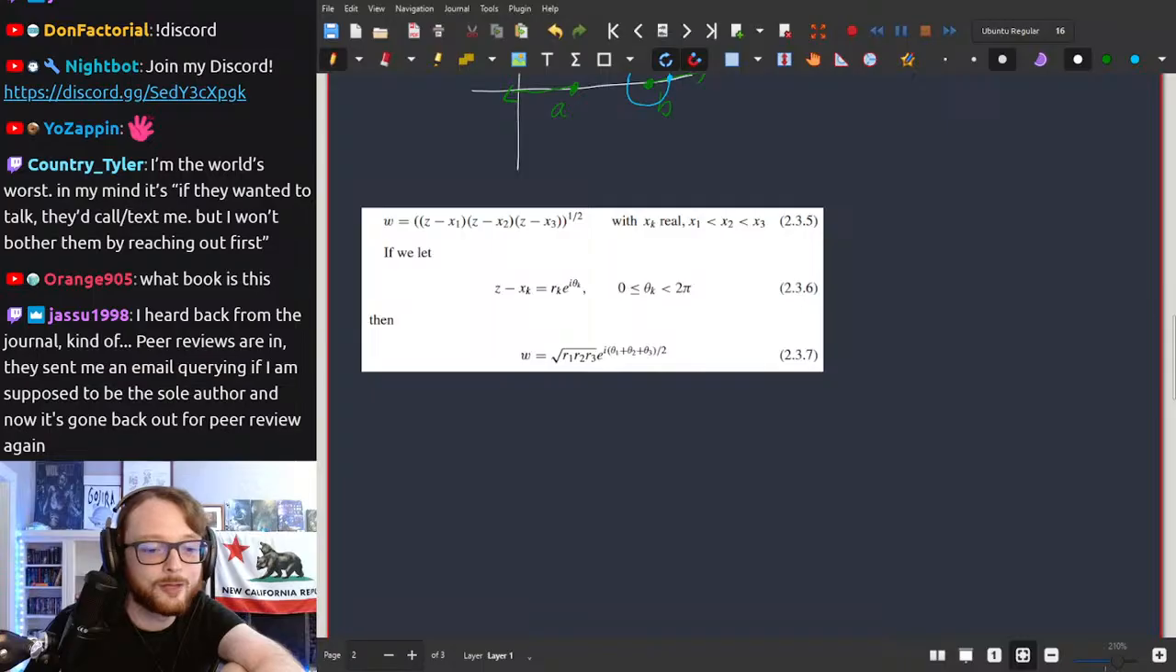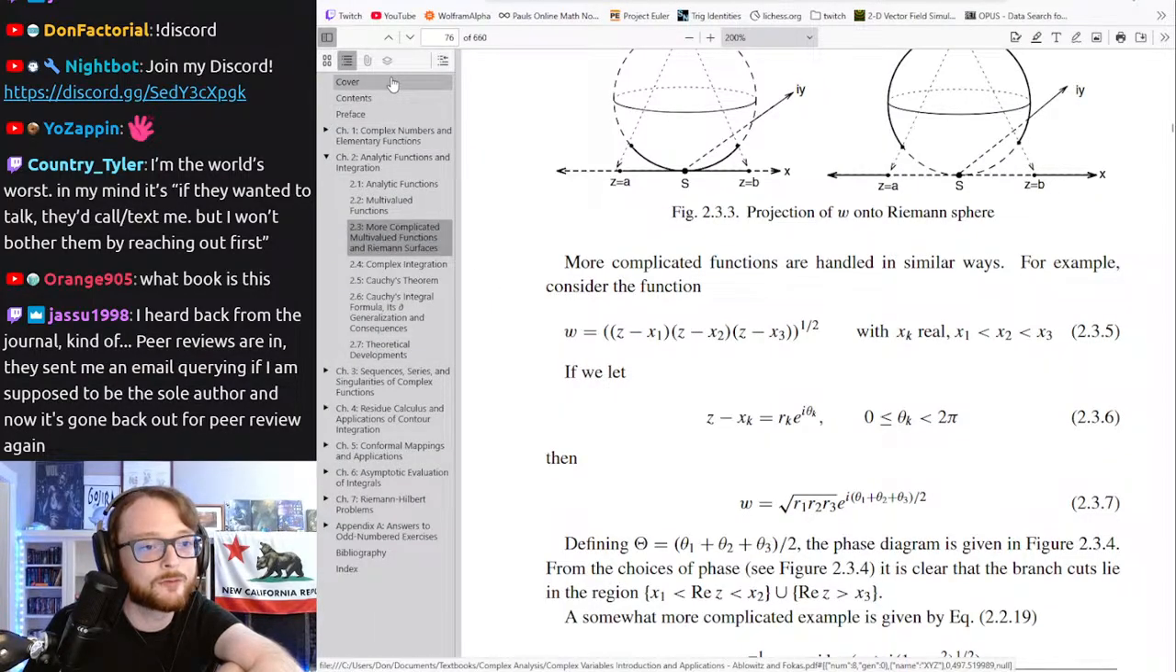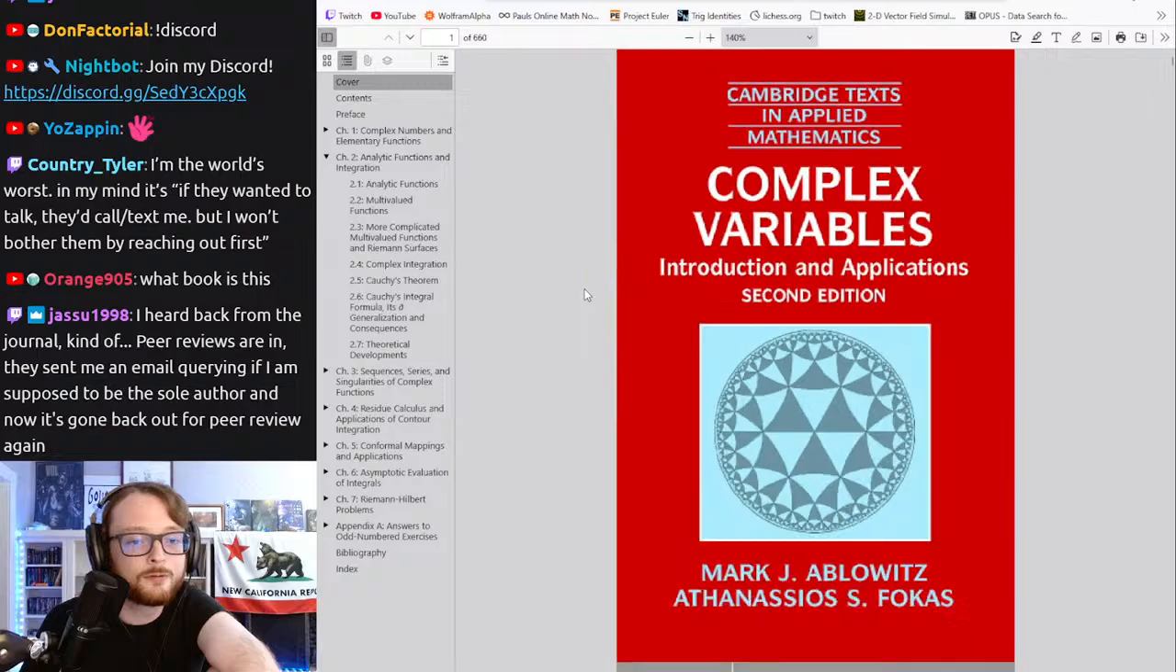What book is this? I can show it. It's not an amazing book, but it's good enough. You heard back from the journal, kind of. Peer reviews are in. They sent me an email querying if I'm supposed to be the sole author, and now it's gone back out for peer review again. That seems weird. The only thing that changed is a clarification on who the authors are, just you. And they have to review it a second time?